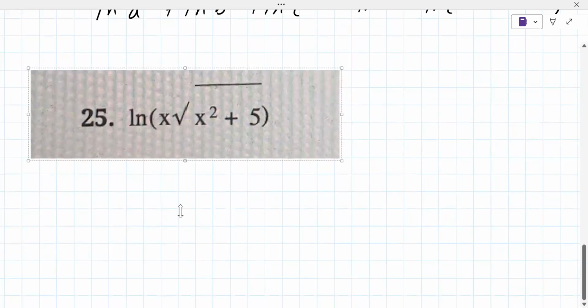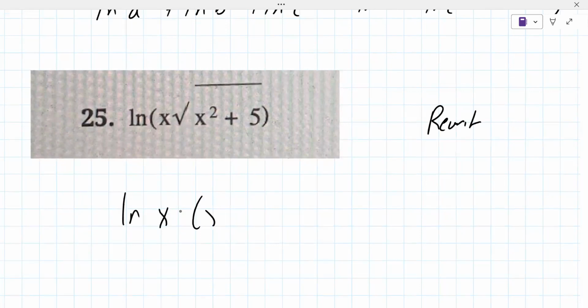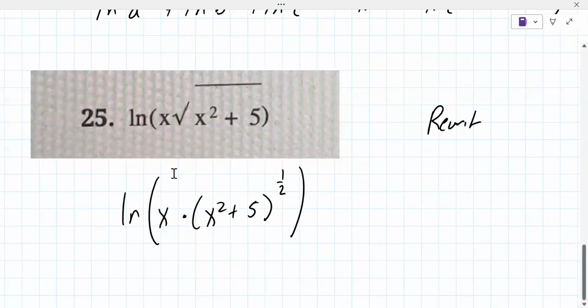So I think we should look at 25 next, if you're okay with that. Yeah, that's fine. Okay, so again, always good to do that rewrite that I was talking about. Natural log of x squared plus 5 to the 1/2 power. And these are multiplying inside there.